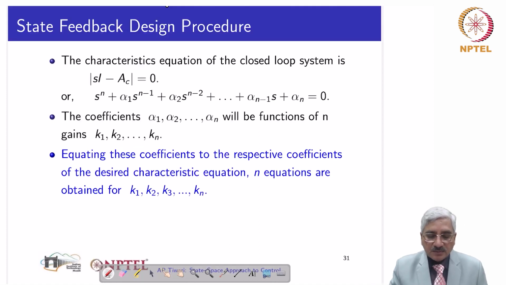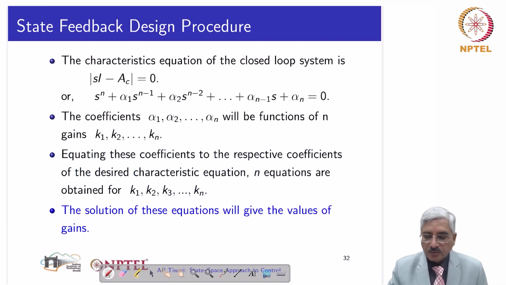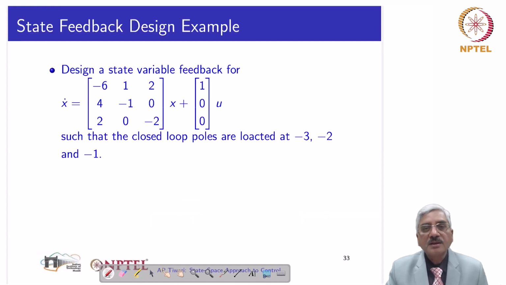So what we can do is equate these coefficients to the coefficients of the desired characteristic polynomial for the respective powers of s, and then we will have n equations for n quantities to be solved, and so K1, K2, K3, etc. up to Kn can be determined from those equations, and thus we will have the knowledge of K. This is illustrated by a design example.